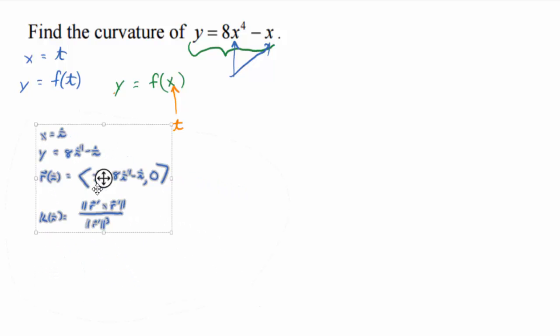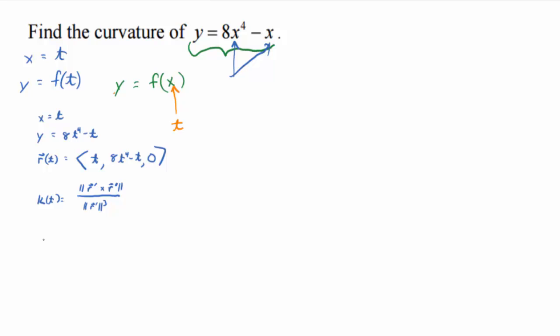So we work it from the inside out. Let's find r prime. You guys help me out with that. r prime of t would be 1, 32t cubed minus 1, and I'll do the 3rd one for you. That's easy. I'll do the easy one. 0. And then r double prime: 0, 96t squared, and then 0. Thank you. Does everybody believe that? Okay, so we've got to find the magnitude of the cross product.